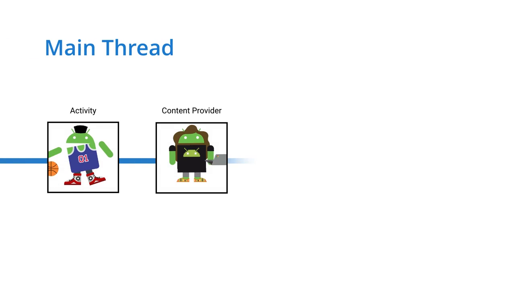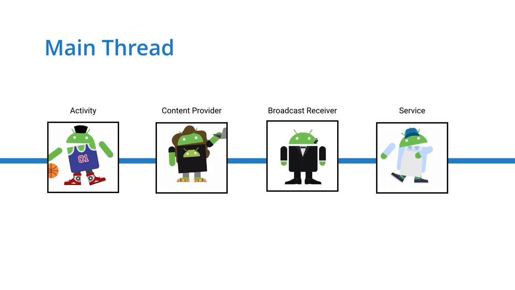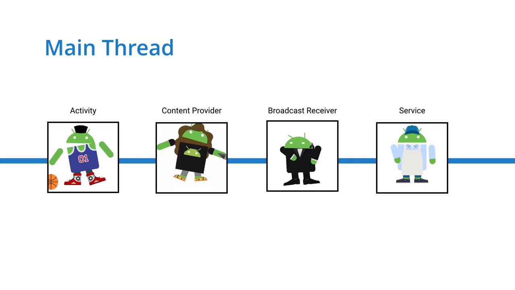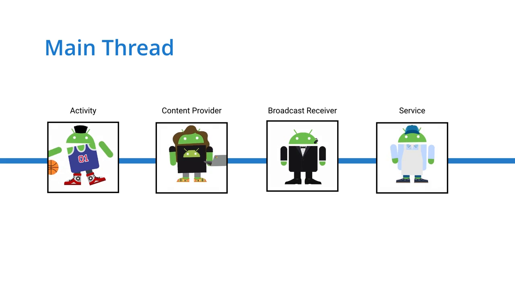We've said multiple times that services are great for long-running background tasks. There's one fact, though, that confuses a lot of developers. All Android core components start on the main thread. This means that activities, content providers, broadcast receivers, and yes, even services start their life on the main application thread.